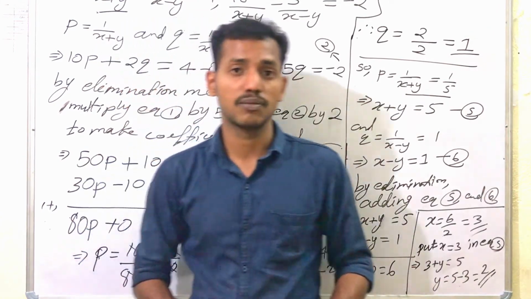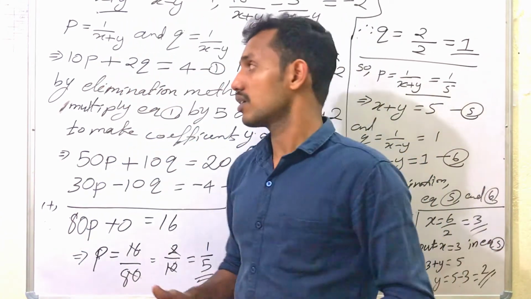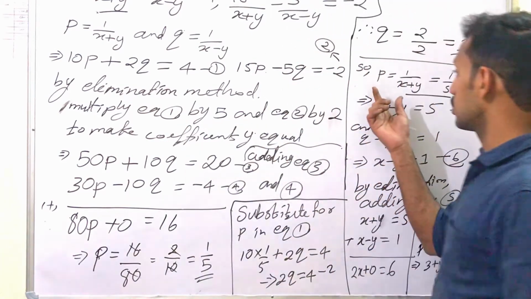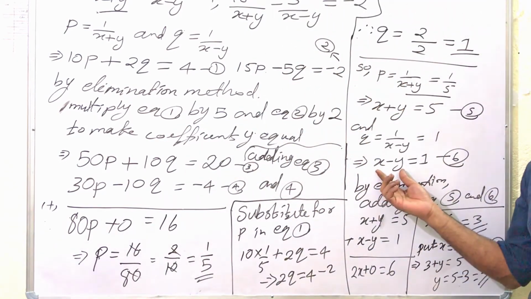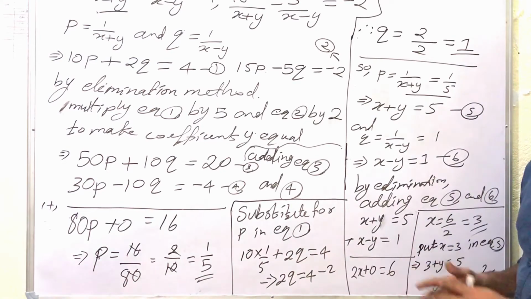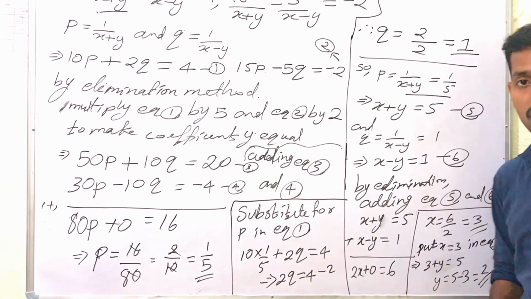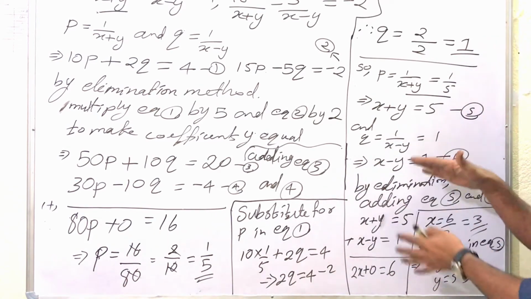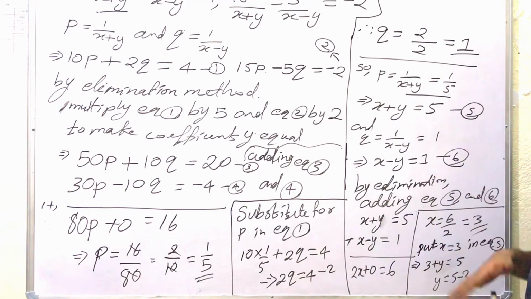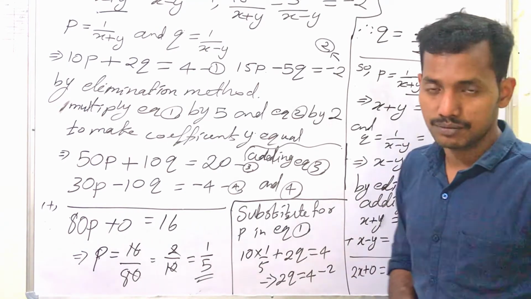In some questions, even after solving p and q, we will get another two linear equations. Again we need to solve that pair of equations. Then only we will get the final answer. So two sets of solving process are needed. Clear?